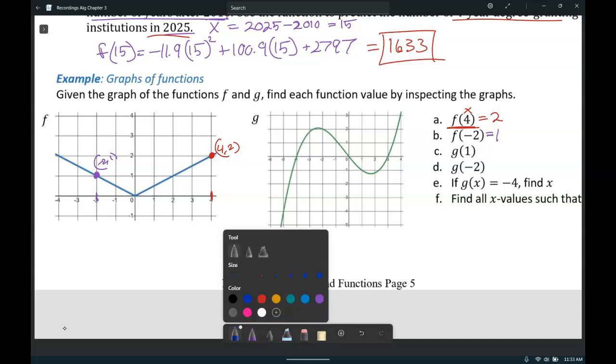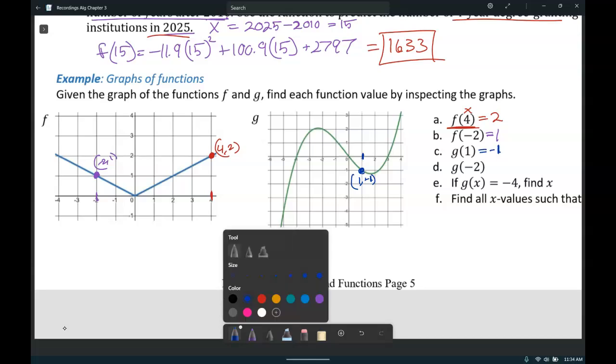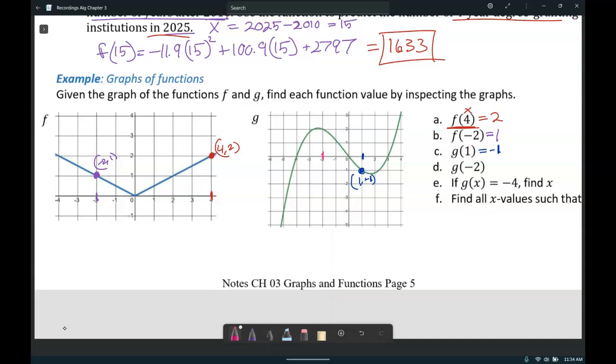Then we can look at g. For g of 1, we find the x value that corresponds to 1. That's the point (1, -1), and so g of 1 evaluates to negative 1. Then we look at g of negative 2. The x value that corresponds to negative 2 gives us the ordered pair (-2, 2). So g of negative 2 equals 2.